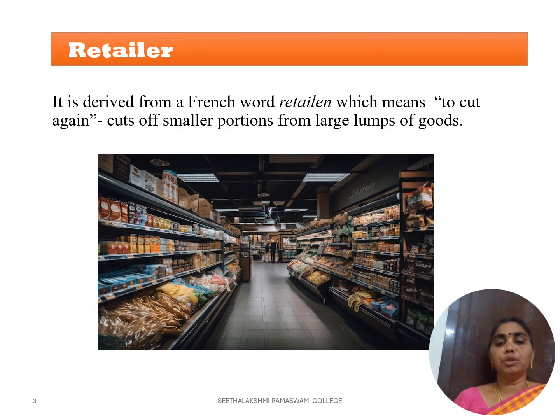Shall we see the terminology of retailer? The word retailer is derived from the French word retailler, which means to cut again. That means to cut off a smaller portion from large lumps of goods. The retailer receives the product from the wholesaler. The wholesaler receives the product from the producer. So the channel of distribution starts from the producer through the wholesaler, and we receive the product through or from the retailer.